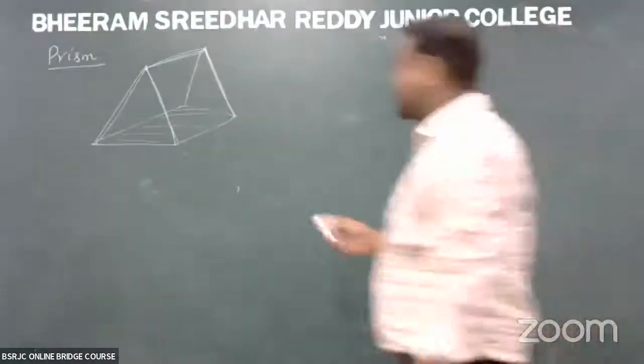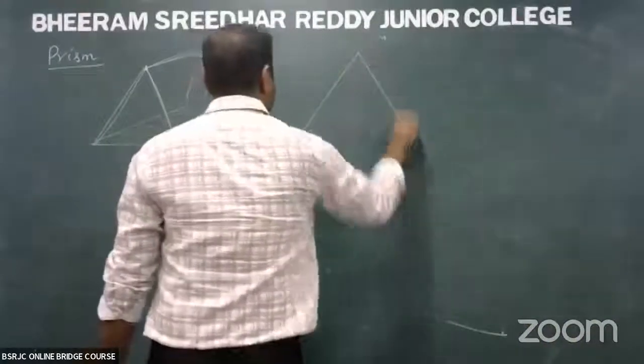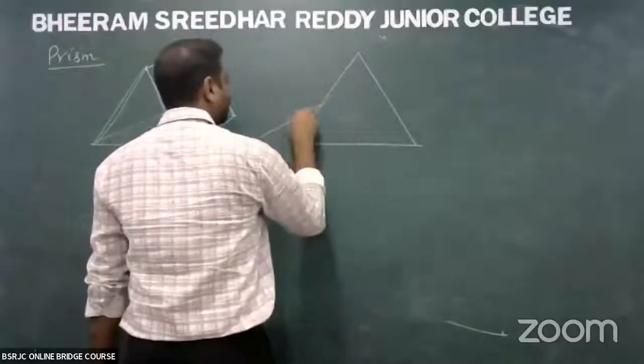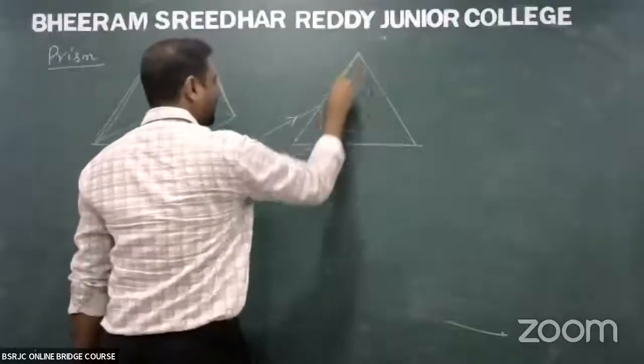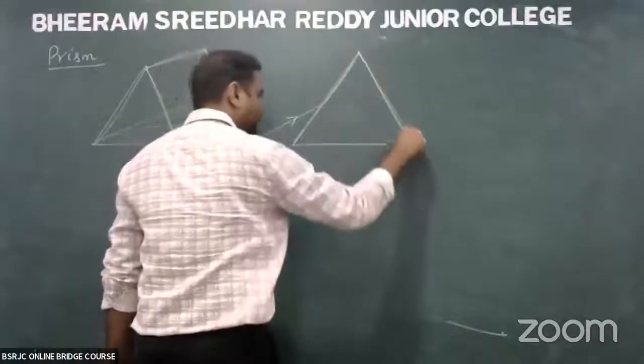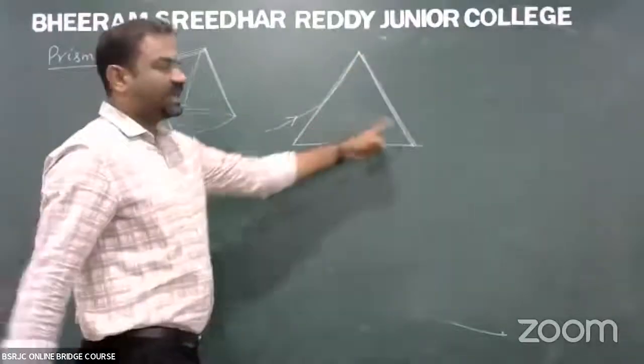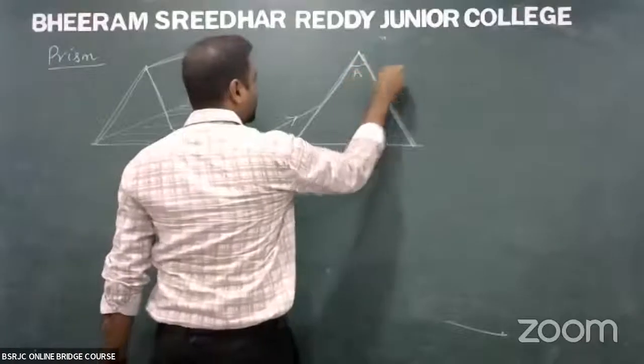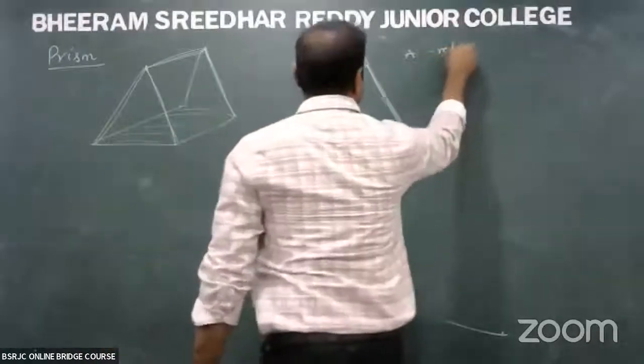Okay. So prism will have two refracting surfaces. Let us say this is the prism. This is the light. Light is incident on one surface. This is the one refracting surface. This is the other refracting surface. These two are refracting surfaces. The angle between these two is called the refracting angle.